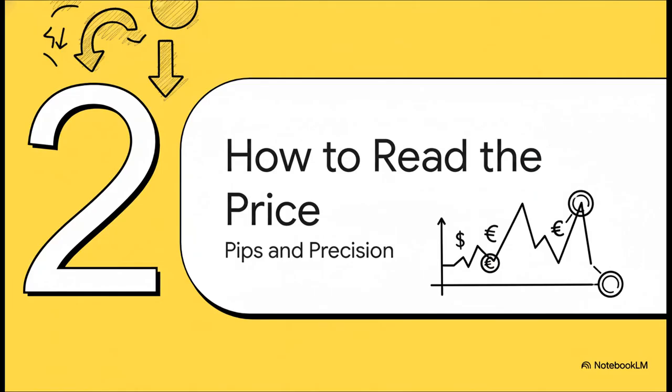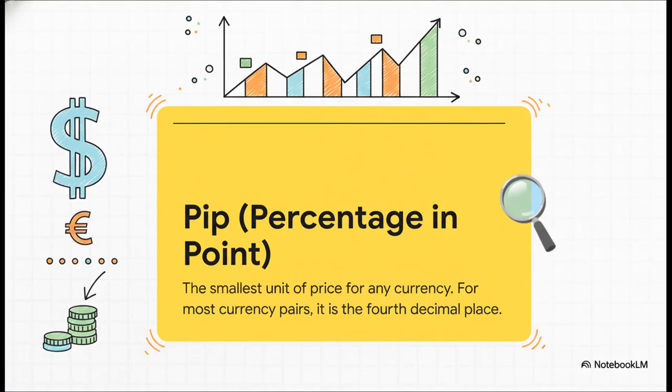All right, so now that we understand the pairs themselves, how do we actually measure their tiny constant price movements? This is where we get into the real nitty-gritty of pips and precision. So meet the pip. It stands for percentage in point, and honestly, it is the fundamental unit of measurement in Forex. For most of the major pairs, we're talking about a teeny tiny change in the fourth decimal place. Think of it like a single cent in a dollar amount. It's small for sure, but an absolutely crucial unit of change.